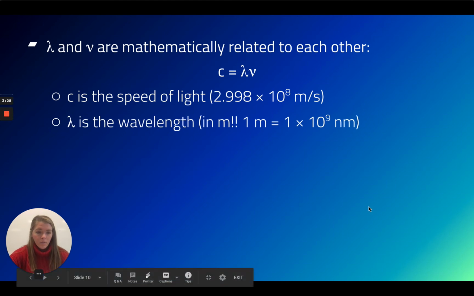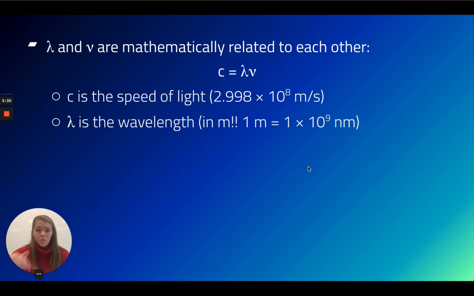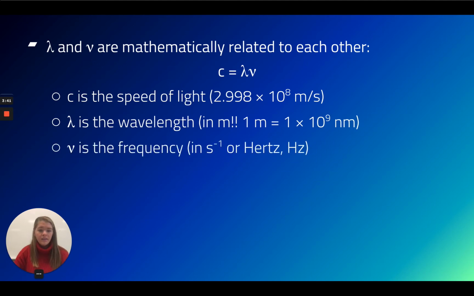So we know that lambda is wavelength, and it's always measured in meters. What you do need to know is that 1 meter is equal to 1 times 10 to the 9th nanometers. And like I said, nu is frequency, and it's always measured in seconds to the -1, or what we call hertz, Hz.